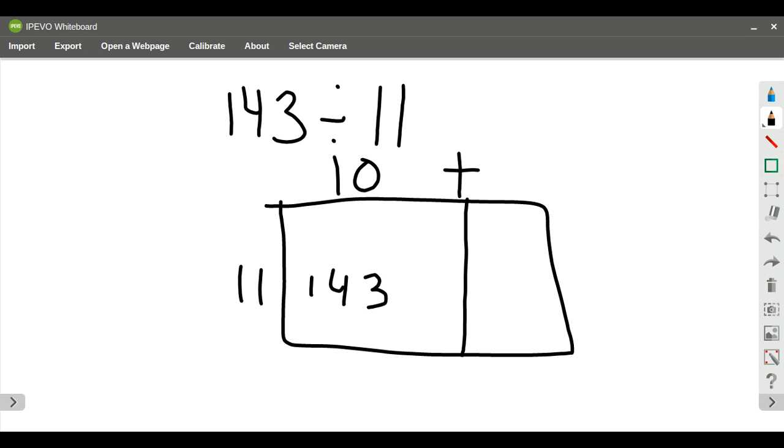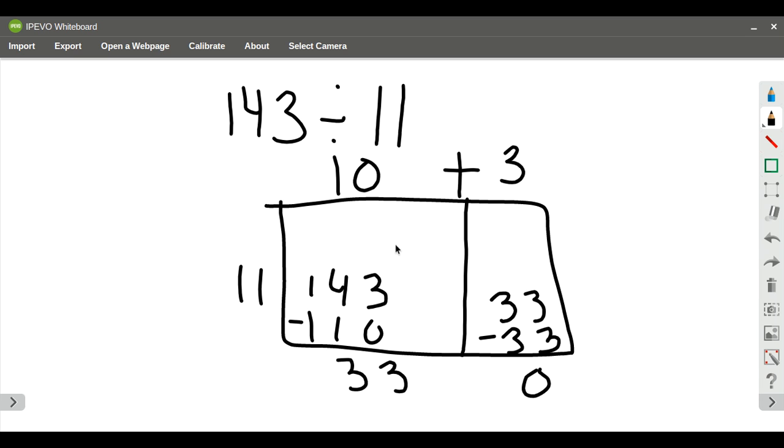Go ahead and put my addition symbol so it's done. 11 times 10 is going to be 110. I'm going to subtract, and I'm left with 33. I bring 33 over, and I look at how many ones I have to multiply 11 by to get to 33. 11 times 3 equals 33. So then I'm going to subtract. I get 0. I'm going to add 10 plus 3. I get 13. So 143 divided by 11 is going to be 13.